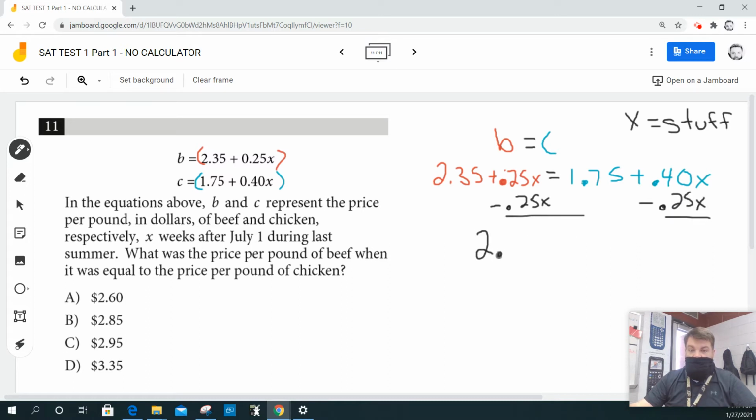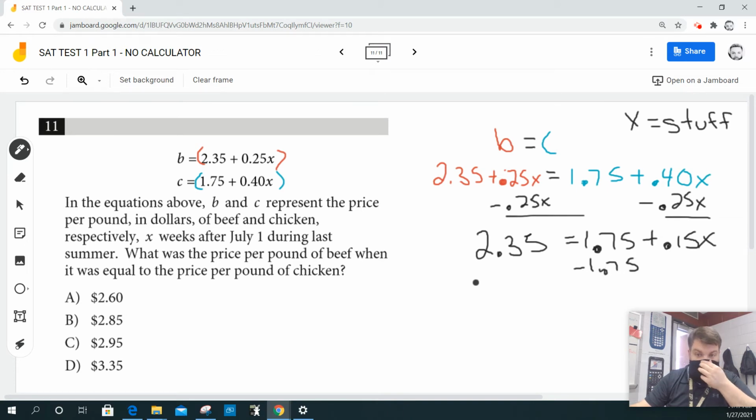And that leaves me with 2.35 is equal to 1.75 plus, and then 40 minus 25 is actually 15? Or in this case, 0.15. Next, I'm going to subtract 1.75 from both sides. Five minus 5 is 0. 23 minus 17 is 6, and we got to leave our decimal here. So 0.6 is equal to 0.15x.